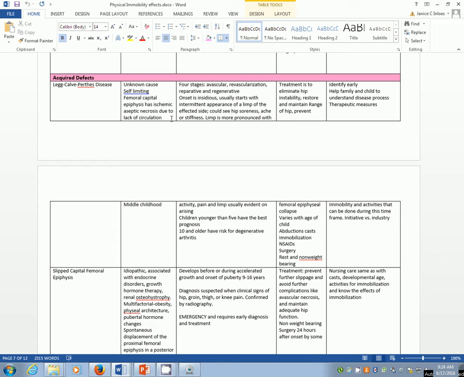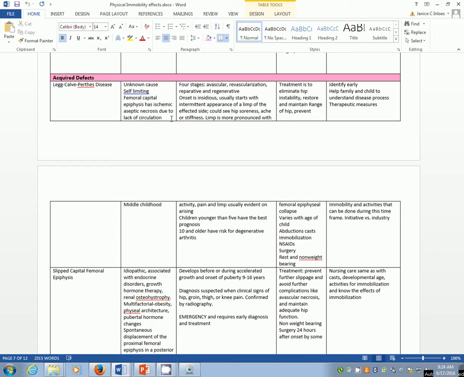Then for some reason unknown, the epiphysis starts receiving blood supply and starts revascularizing. So it starts getting blood supply, perhaps from collateral capillaries, whatever. And then we have reparative, where the epiphysis is going to start self-repairing, and we're going to really hope that it makes a spherical femoral head and regenerates into that. So it goes through those 4 stages.